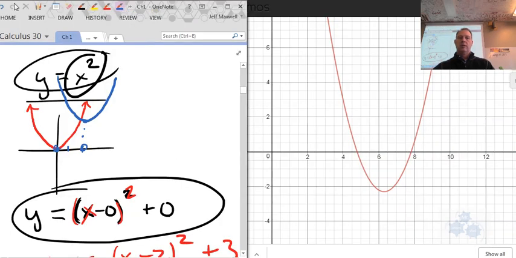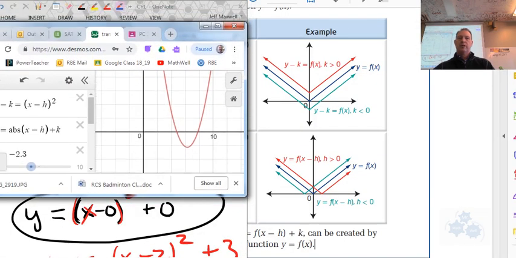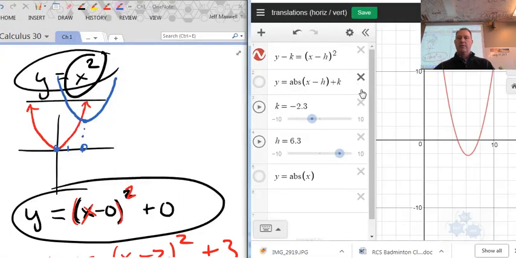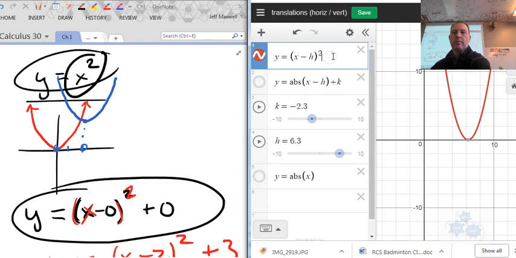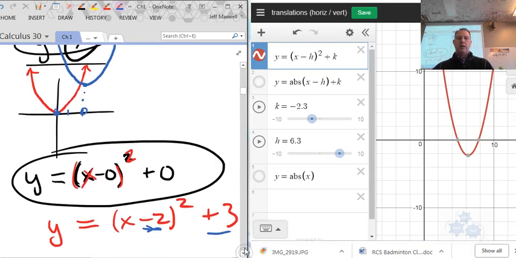Okay. So let's just see if we can get both of these going at the same time here. Okay. So for this one here, and you know what? I'm actually going to put the plus k over here. There we go. And let's see if we can do what we just did here.